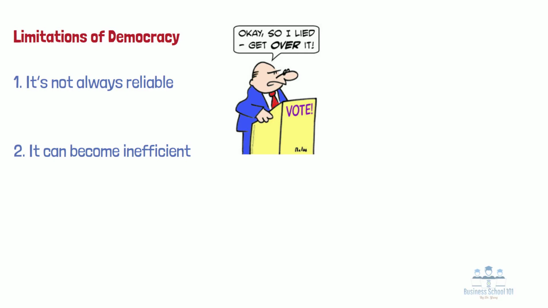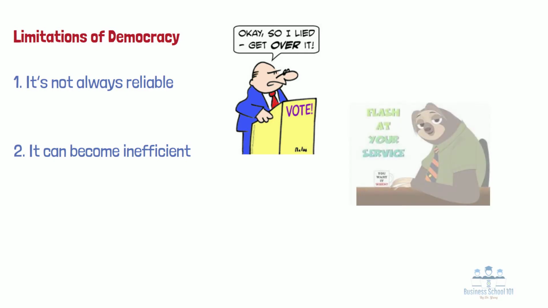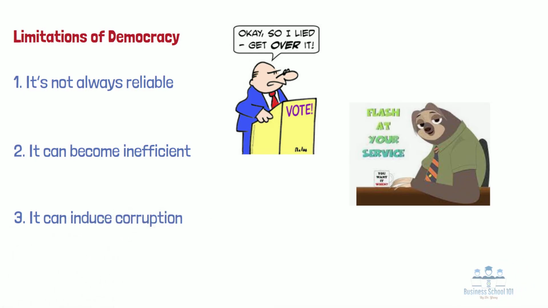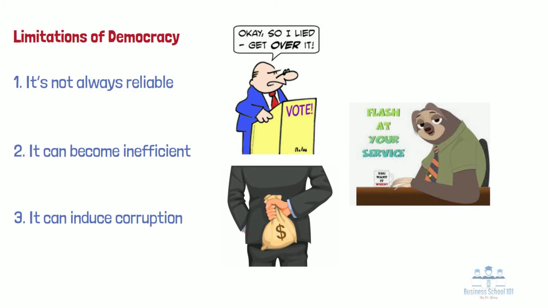Second, it can become inefficient. Governments that are shaped by representative democracy may develop into massive bureaucracies which are notoriously slow to take action, especially on momentous issues. Third, it can induce corruption. Candidates may misrepresent their stances on issues or policy goals in order to achieve political power. Then, while in office, politicians may act in the service of personal financial gain rather than for the benefit of their constituents.